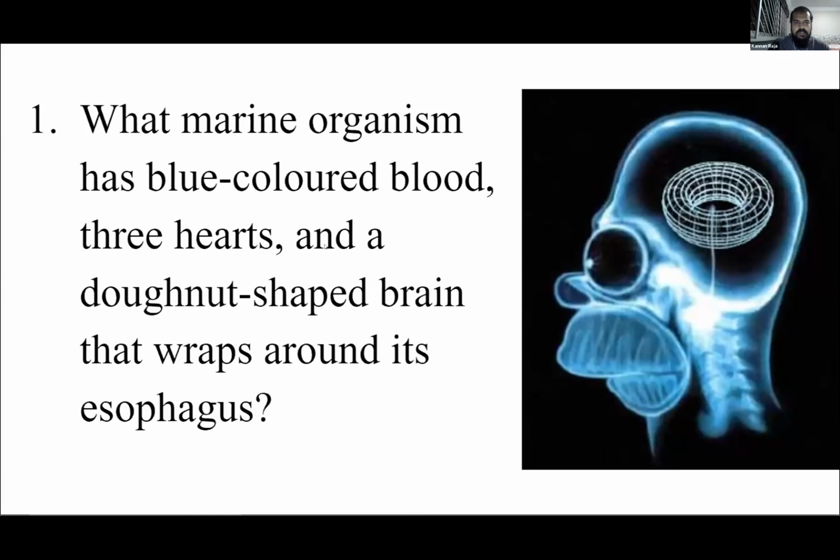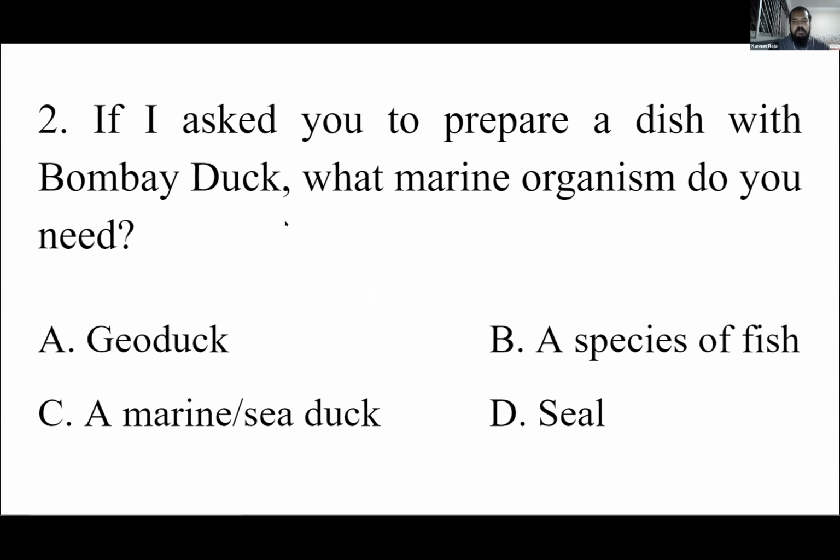Moving on, if I ask you to prepare a dish with Bombay duck, what marine organism do you need? A, a geoduck, B, a species of fish, C, a species of marine or sea duck or seal?